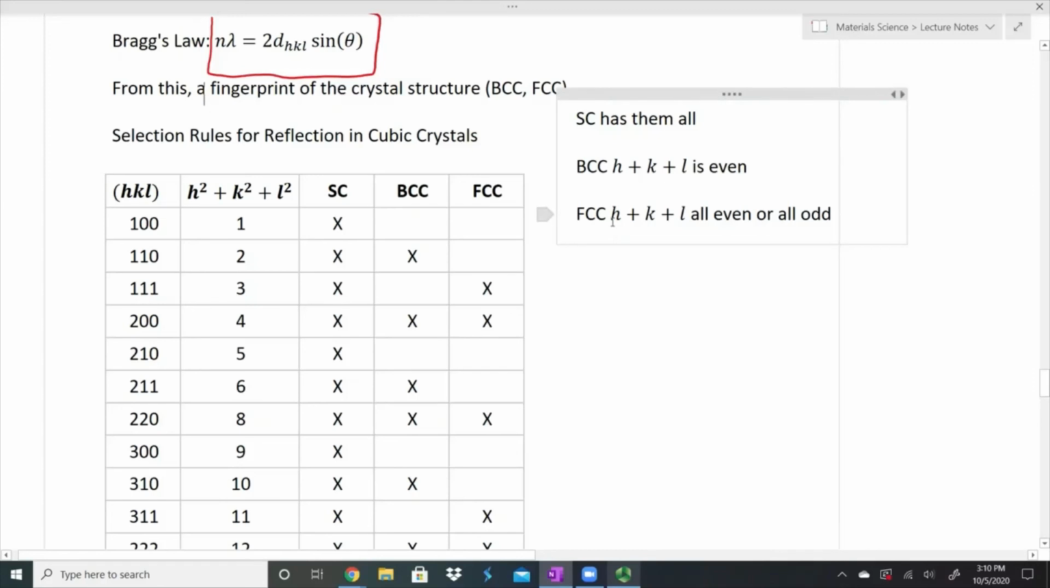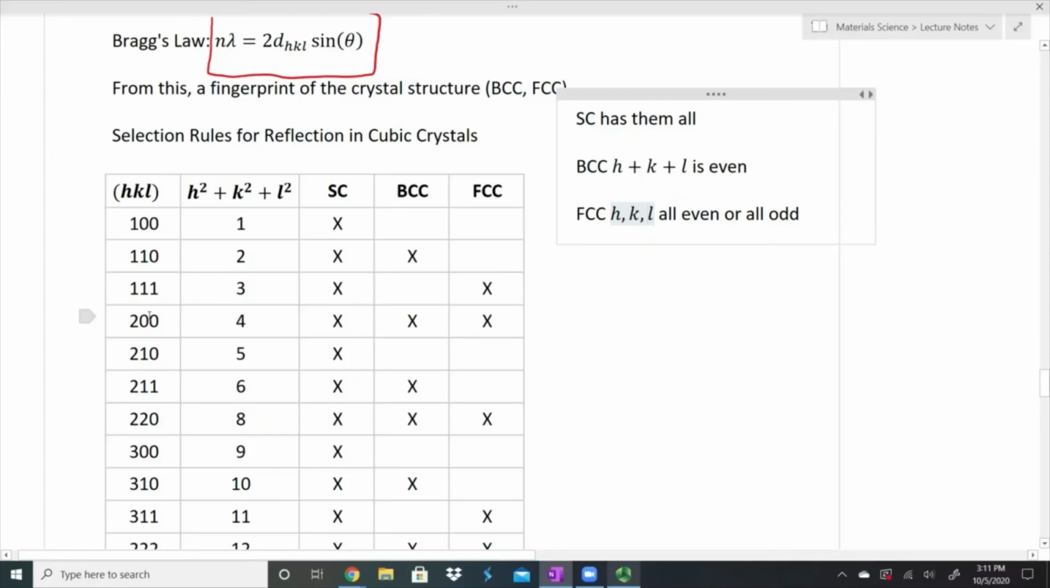For face-centered cubic, h plus k plus l is all going to be odd, or it's all going to be even. That shouldn't be pluses, sorry. That should be h, k, and l are all going to be odd, or they're all going to be even. In this case, I have all ones. All of those are odd, which means it's face-centered cubic.